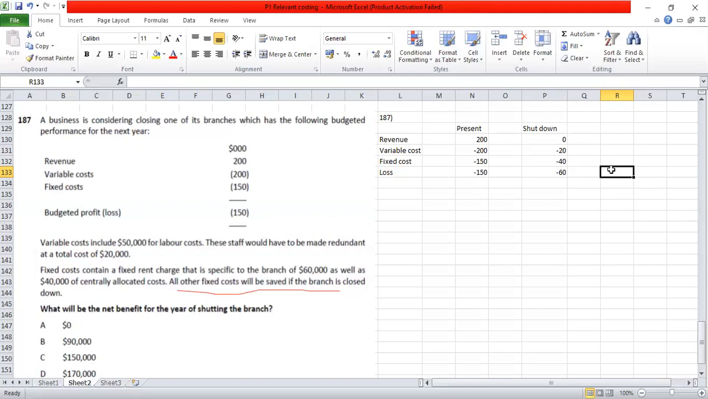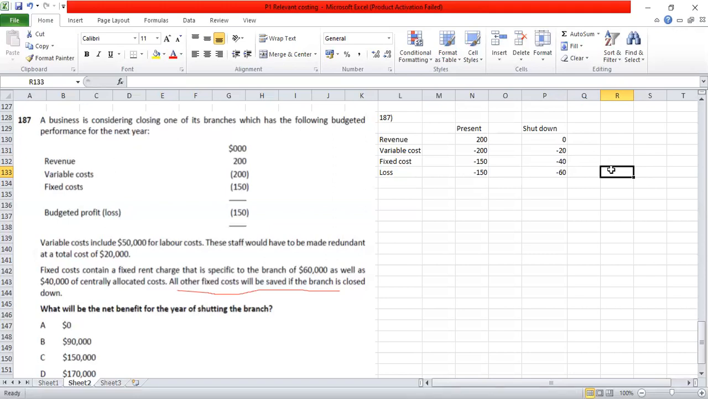Only the centrally allocated fixed costs are taken, 40. The rest of all the costs, rent will not be incurred, other fixed cost will be saved. 40 will not be saved, because 40 is allocated cost. If 40 is what is incurred, then there are those staff who would have to be made redundant at a cost of 20,000. So they have to incur that 20,000 also.